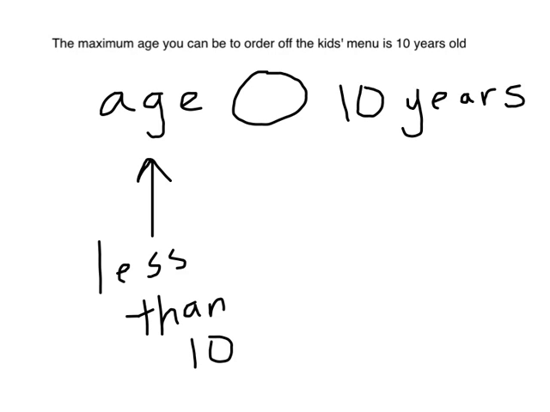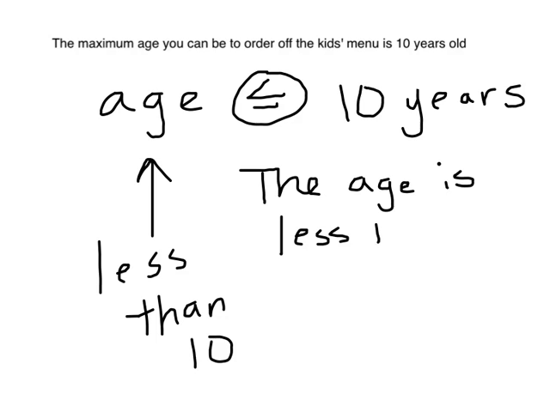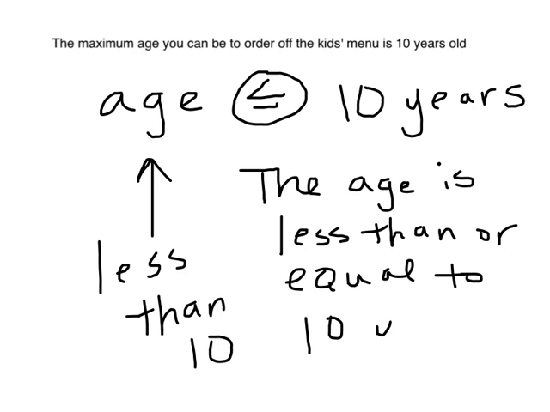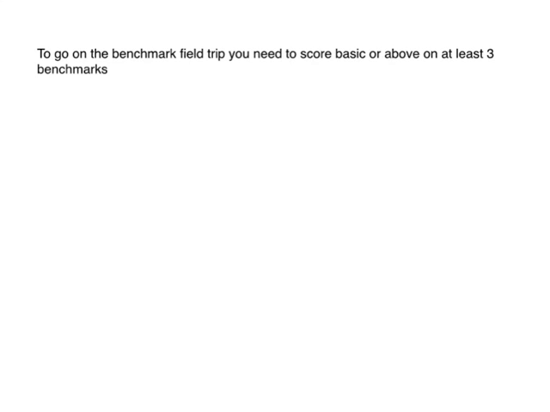And in order to eat off the kids menu, the age must be less than or equal to 10 years old. What this sentence reads is the age is less than or equal to 10 years old. And that's in order to eat off the kids' menu. A lot of these are going to be common sense, but what you need to do is just slow down and think about what they're actually asking you.